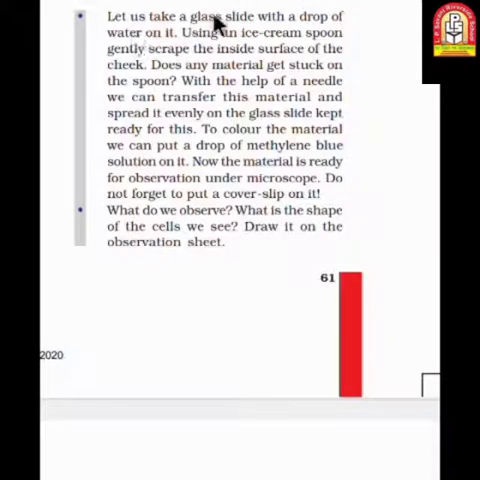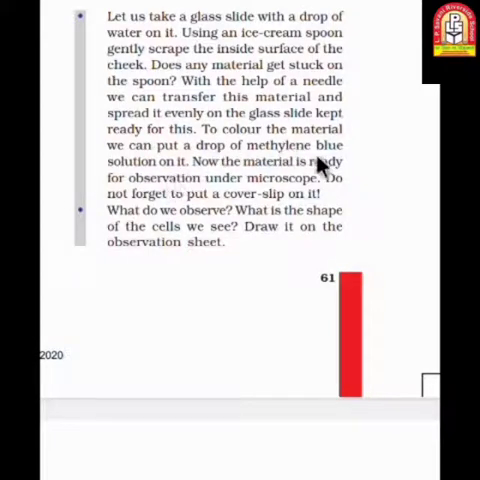Now, to see the nucleus in human beings, let's perform Activity 5.7. Let's take a glass slide with a drop of water on it. Using an ice cream spoon, gently scrub the inside surface of the cheek. It means you have to scrub the inner lining of the cheek with the help of the ice cream spoon, and whatever material gets stuck on the spoon, you have to put it on the slide having the water drop. With the help of a needle, we can transfer this material and spread it evenly on the glass slide. Keep it ready for this. To color the material, we can put a drop of methylene blue solution on it.